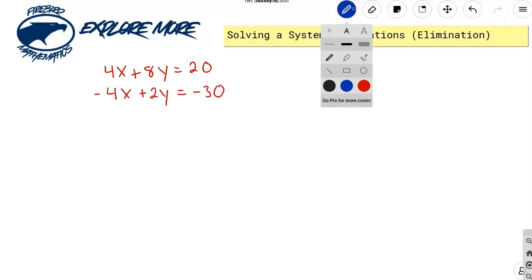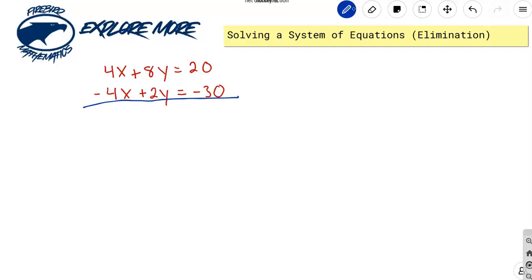Okay, so if you notice, the first thing we see is the first equation has a 4x in it, and the second equation has a negative 4x in it. Those are opposites of each other. So the way this strategy of elimination works is we're actually going to add these two equations together. We're just going to treat this like a big addition problem.